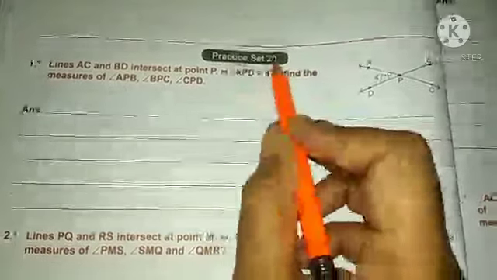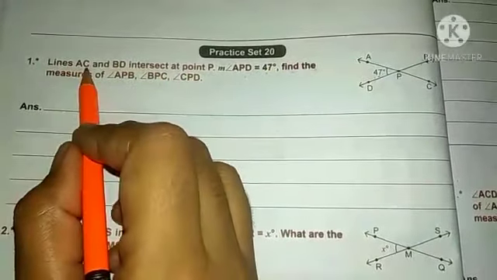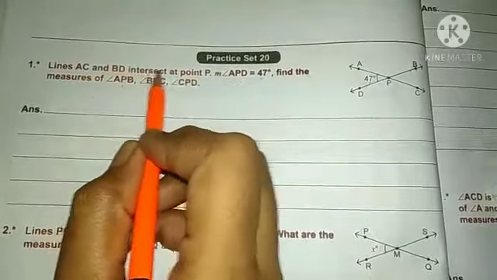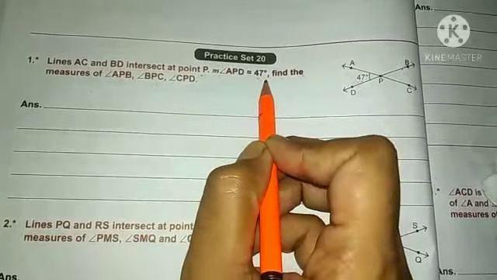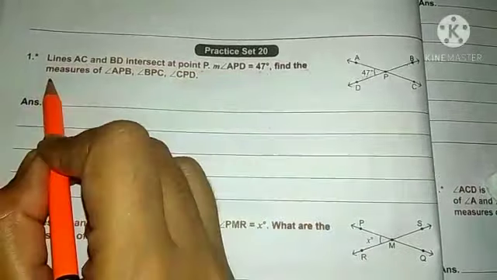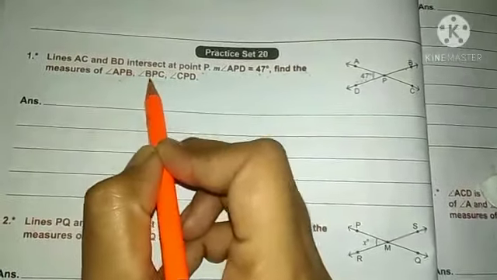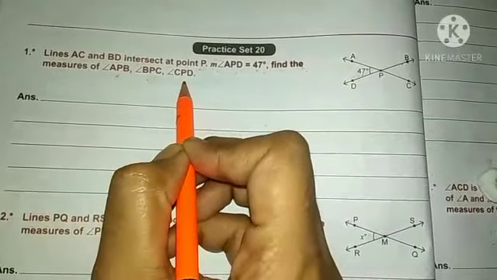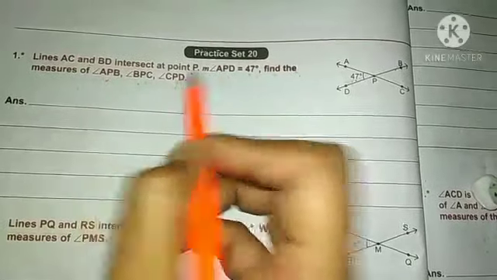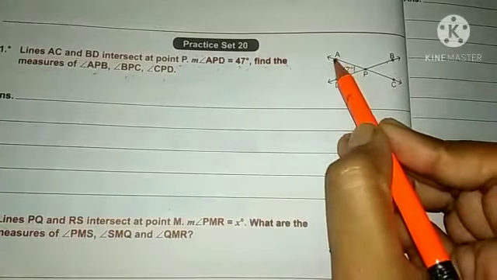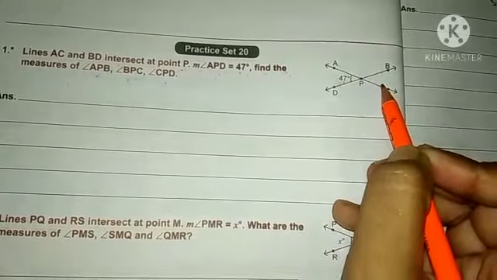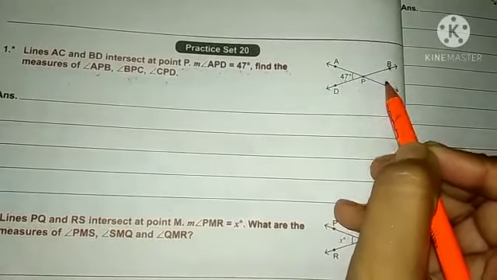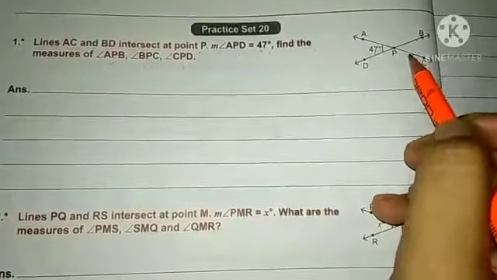Student, practice set 20. Question number 1. Lines AC and line BD intersect at point P. Measure of angle APD is 47 degree. Find the measures of angle APB, angle BPC and angle CPD. Now student, here see in this figure, here angle APD is given, that is 47 degree. You have to find out the measure of remaining these three angles. So see how you will going to find out that.